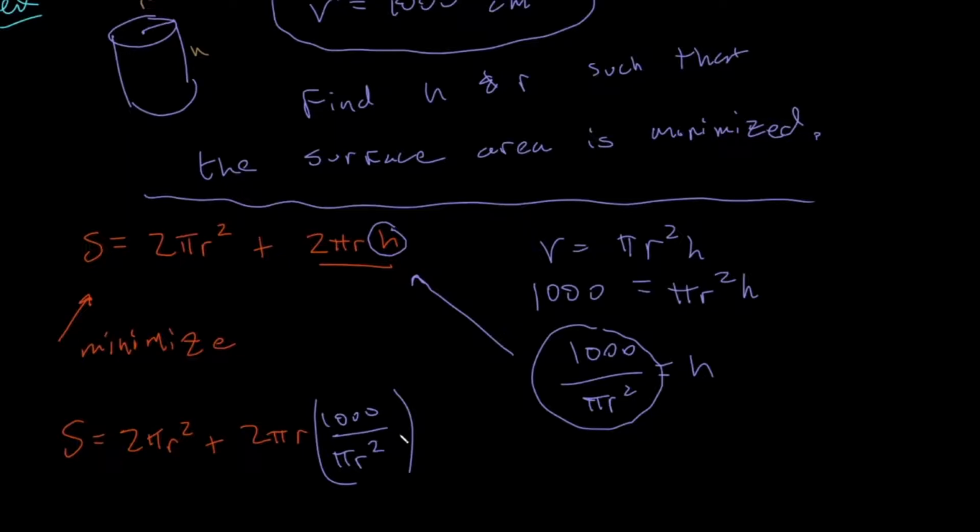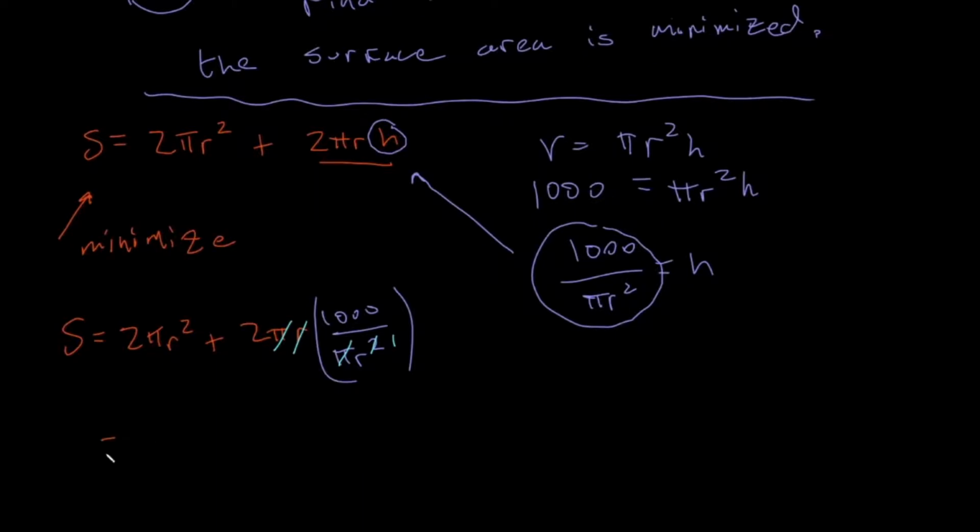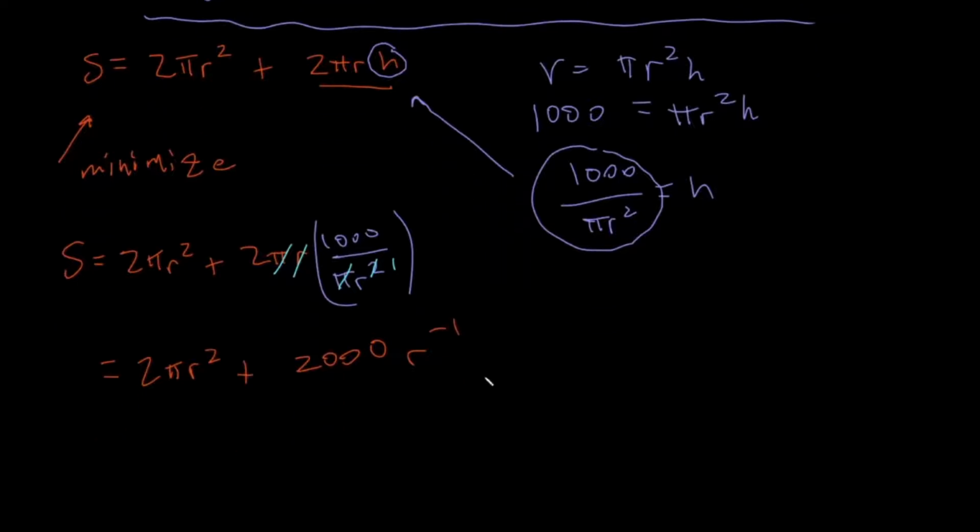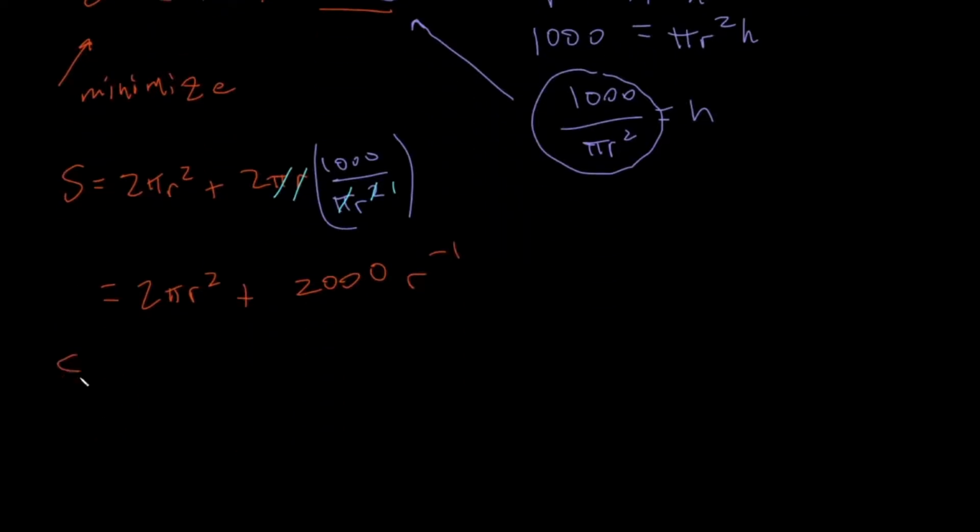Before I differentiate or anything, I want to condense this just to make my life easier. So the pi's will cancel and the r's will cancel, and this will become a 1. So surface area is 2 pi r squared plus 2,000 divided by r. It would be 2,000 divided by r, but I'm going to express it as r to the negative 1 power. Now I can go ahead and differentiate. I get s prime equals 4 pi r minus 2,000 r to the negative 3 power, and I want to set that equal to 0.